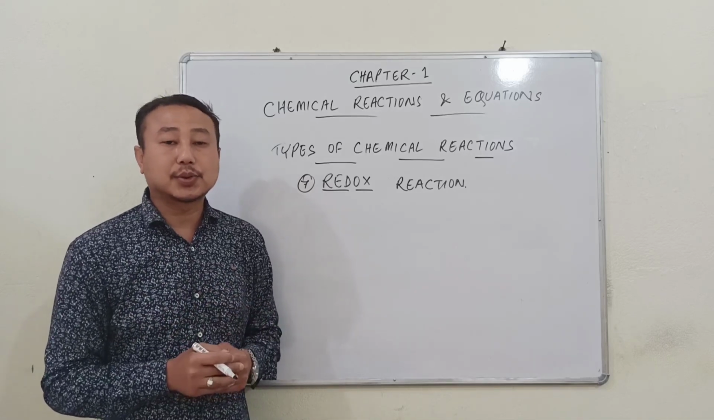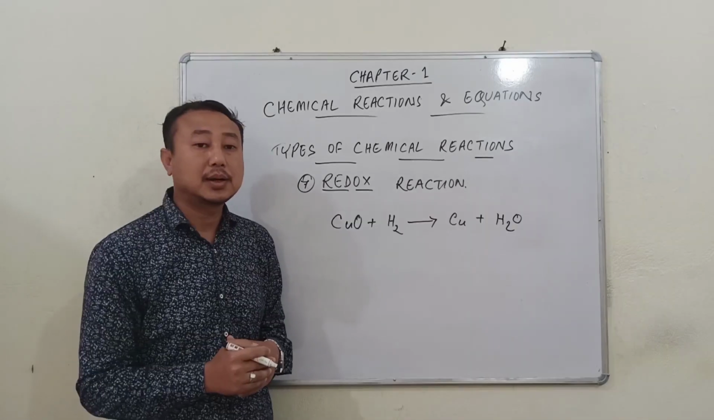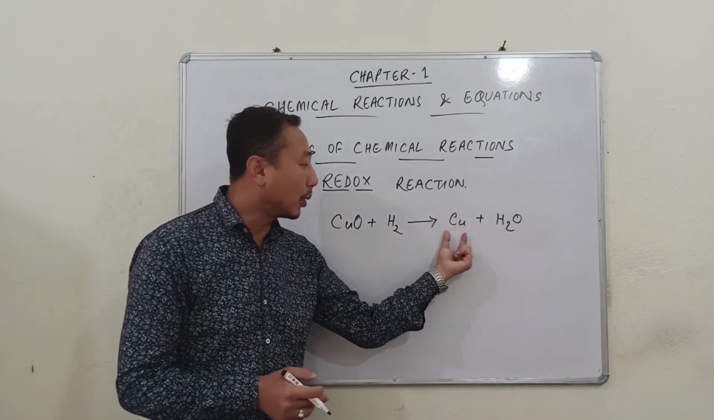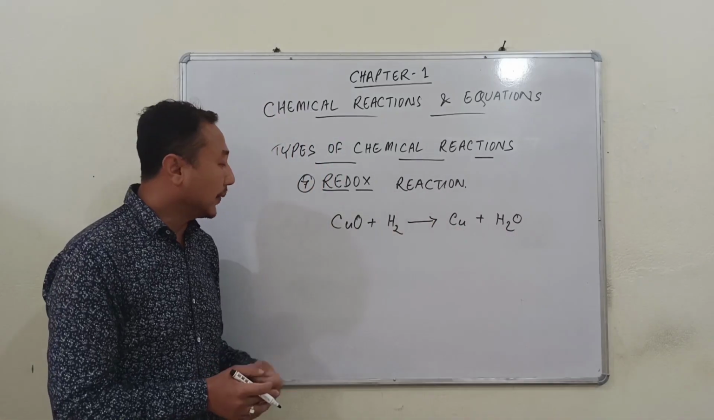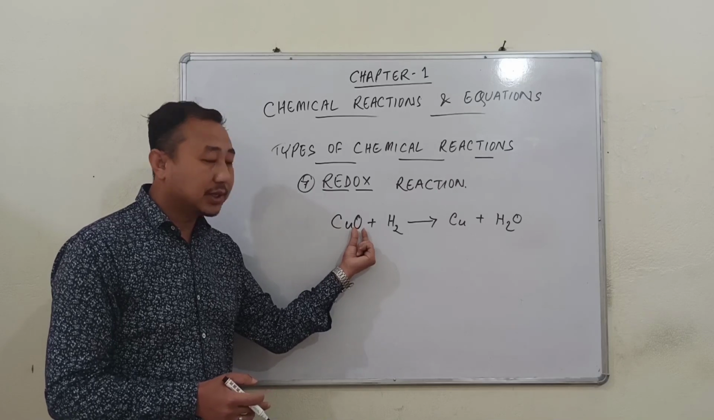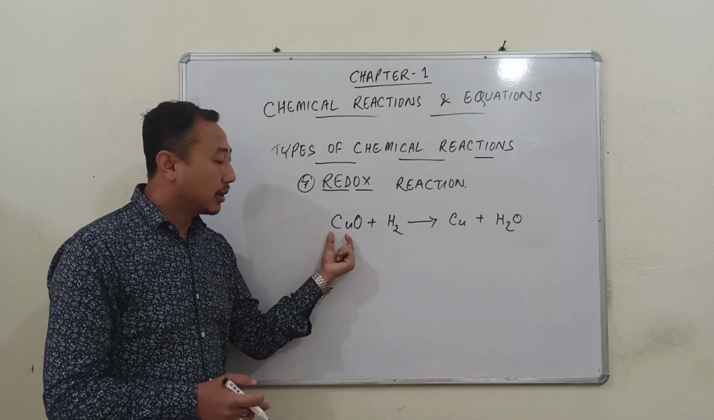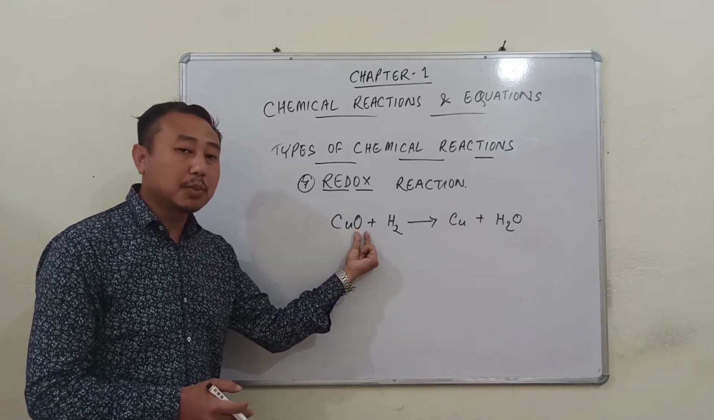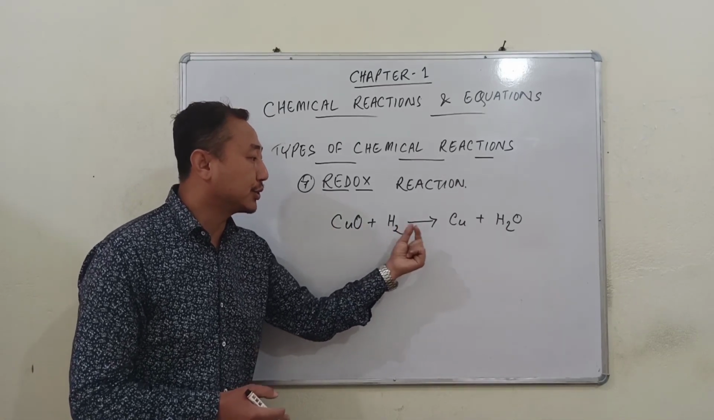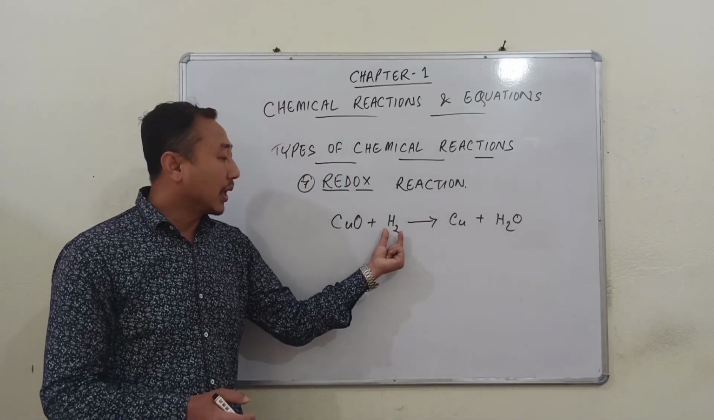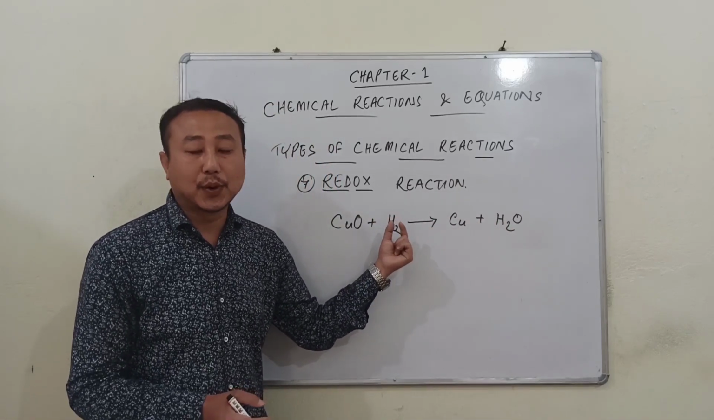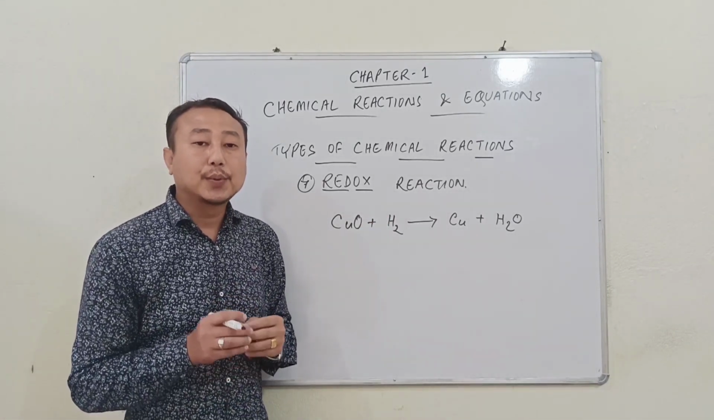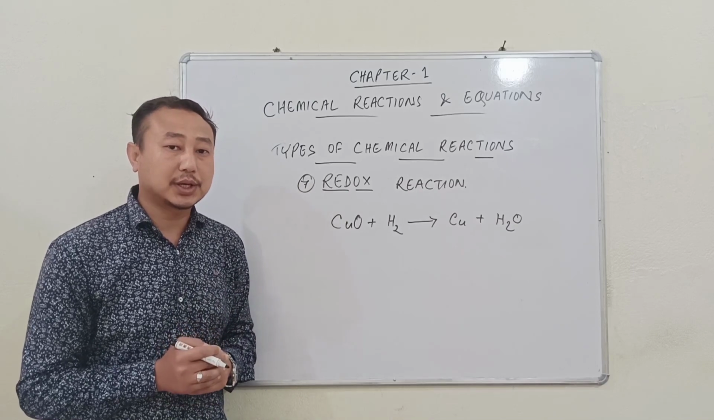Now, let us discuss this redox reaction by taking an example. In this example, copper oxide is reacted with hydrogen to form copper and water. Here, from this copper oxide, oxygen is removed out. So, a reduction reaction is taking place. At the same time, the oxygen that is removed out from the copper oxide is added to hydrogen to form water. So, here, addition of oxygen to a substance is involved. That means oxidation process also is involved. Because of this reason, we call such type of reaction a redox reaction.